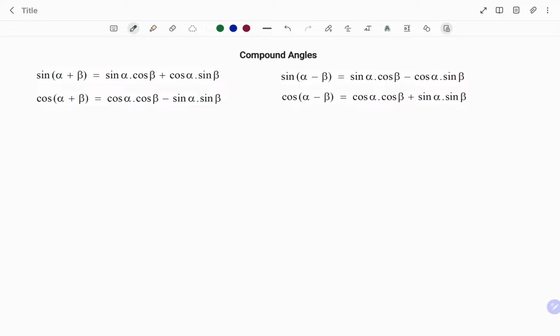In this video, we're going to learn about the compound angles. We're going to use it to simplify our work, to expand. We're going to use it for reduction, and also sometimes we may have to use special angles.